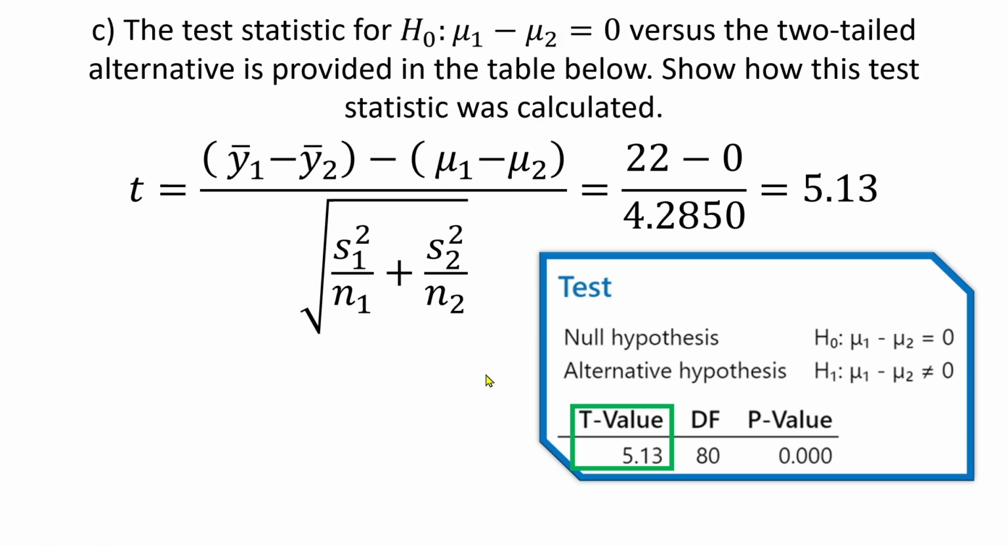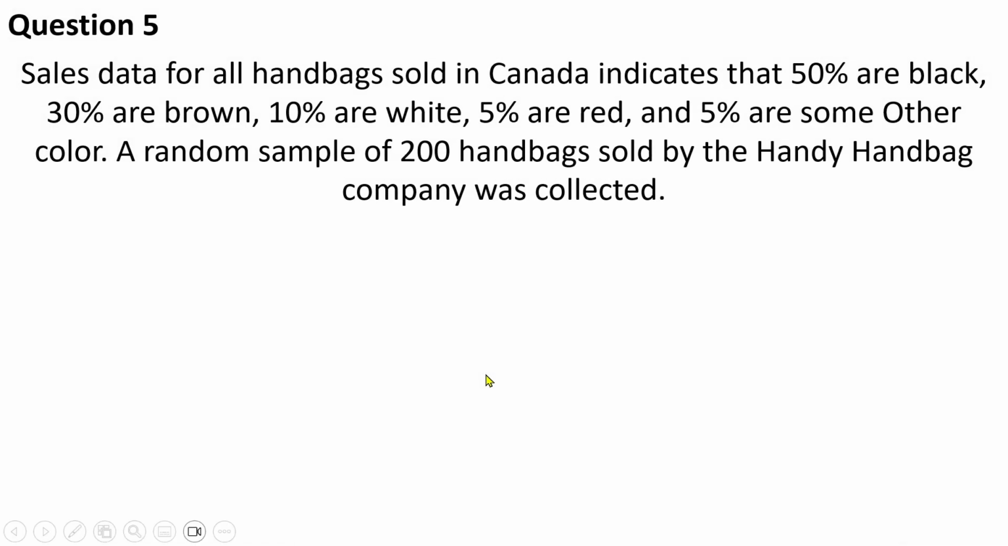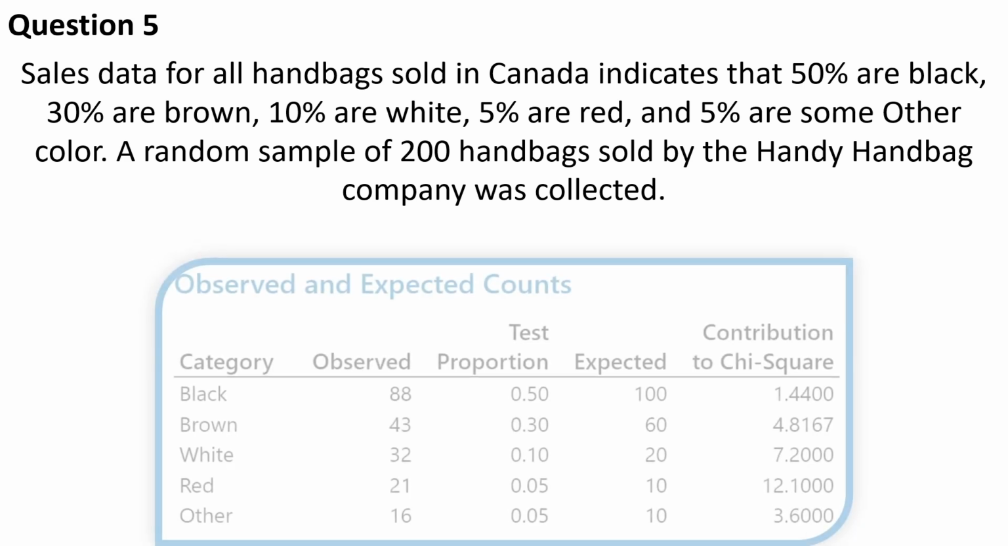Yes, okay, good. Question 5. Sales data for all handbags sold in Canada indicates that 50% are black, 30% are brown, 10% are white, 5% are red, 5% are some other color. So when you see percentages like this, you should be starting to think, this looks like a goodness of fit test. Let's continue. A random sample of 200 handbags sold by the Handy Handbag Company was collected.